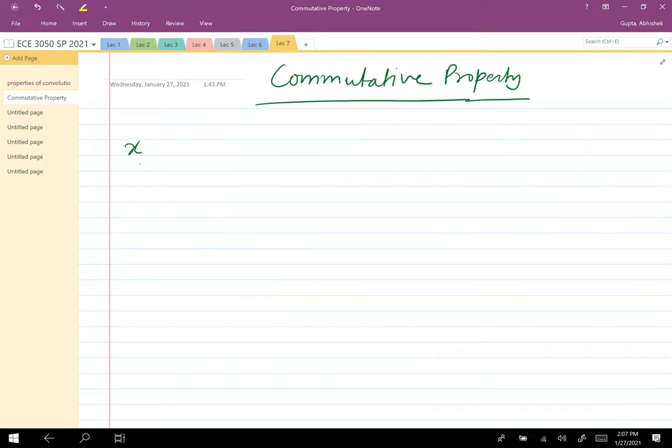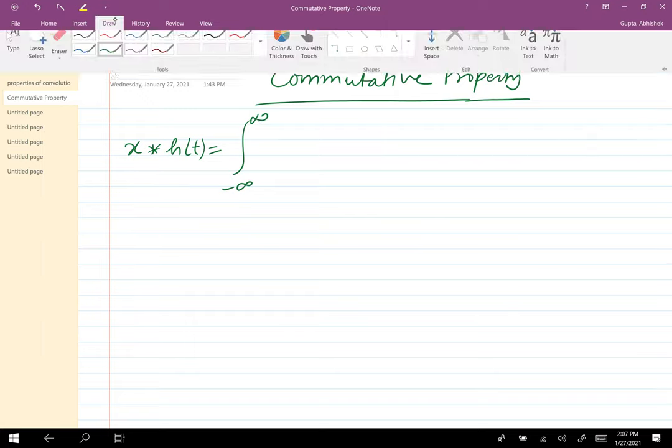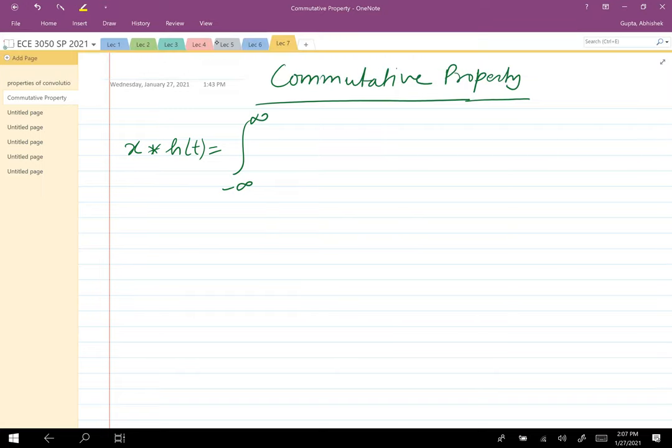So let's look at my x convolution h of t, given by, I'm going to do it in continuous time, but the discrete time case is similar. So I'll let you think about the discrete time case later on. Okay, so I have x of tau, h of t minus tau, d tau.